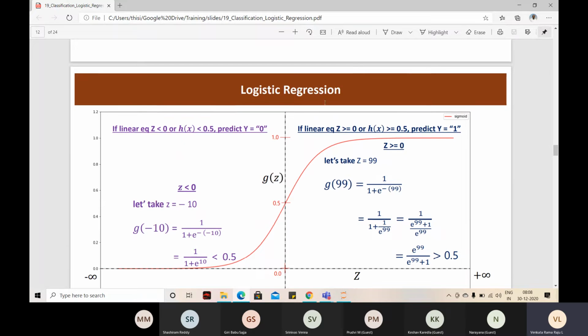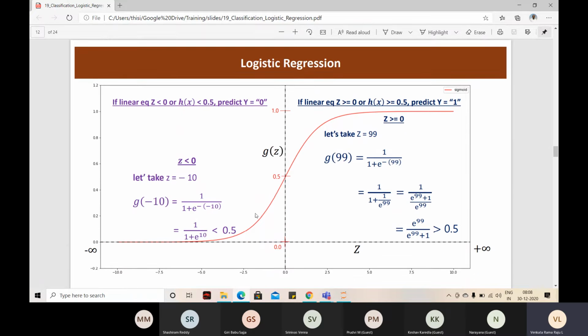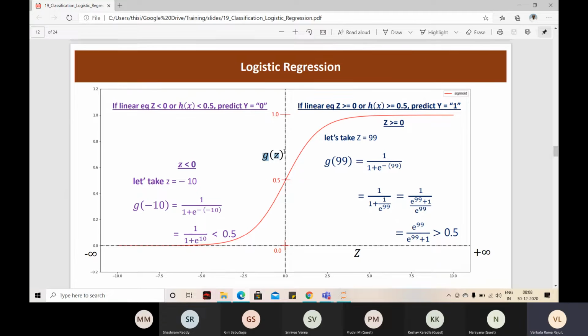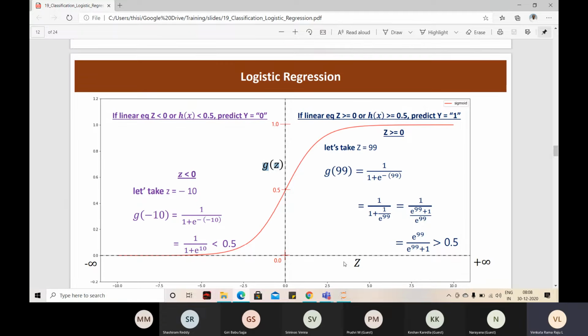The shape of this logistic regression function is going to be like this. On the x-axis I have taken z, and on the y-axis I have taken g of z. That means on the x-axis I have taken the linear equation, and on the y-axis I have taken the hypothesis function. What is the hypothesis function? 1 by 1 plus e power minus z. When you substitute the z value into the equation, this is how the shape gets formed.